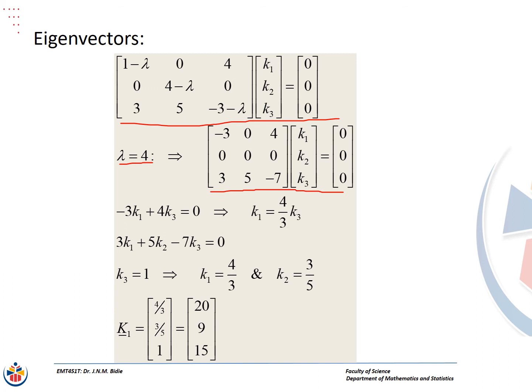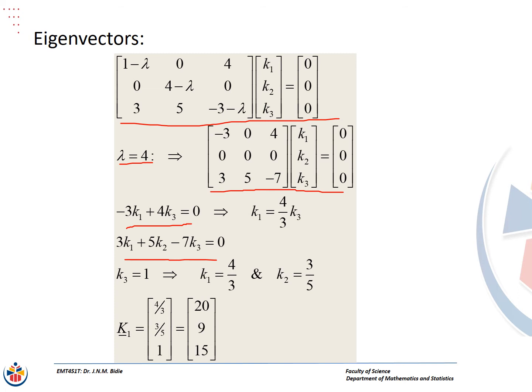Then thereafter, you change your matrix format to equation format. So you're multiplying your vector K1, K2, K3 into the matrix. So you'll have negative 3 times K1 plus 0 times K2 plus 4 times K3. That's what you get as my first equation. And then the second equation, 3 times K1, 5 times K2, and negative 7 times K3. You add them up and equate them to 0 on the right hand side, and that's what we got. From there, you do your simplification.